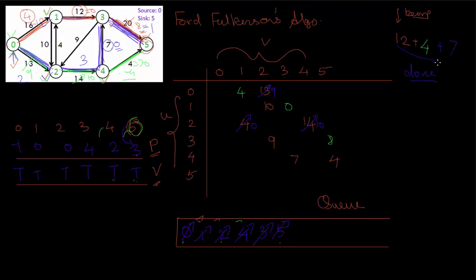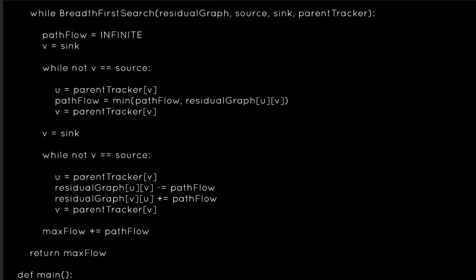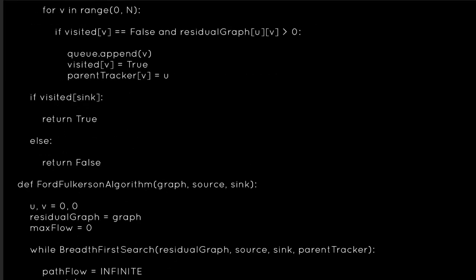So if you add this up, you get 12 plus 4, which is 16, 16 plus 7, which is 23. So maximum flow in this graph is 23, and this is how you basically formulate it. And in this next video, I'm going to show you how the code basically works for this entire thing.